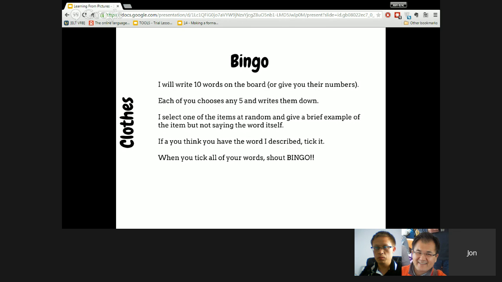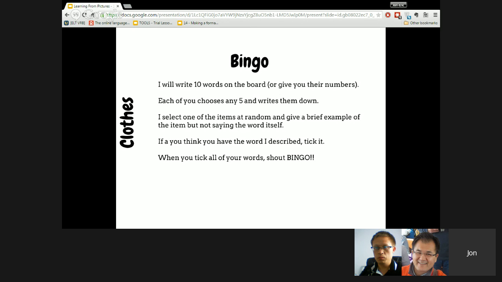The next item of clothing, let's see. Oh, this is something that fancy people wear. If you want to show off when you're going to the premiere of a film, you're on the red carpet, you might wear this item of clothing. Okay, no one has bingo yet.